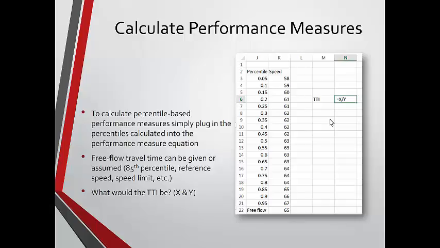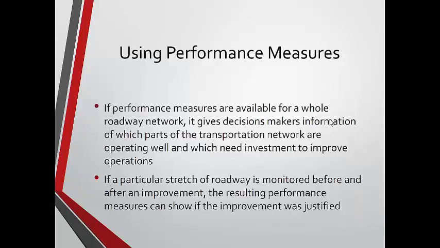So in this case, you see I've done that, and for my TTI, I simply am going to divide the 50th percentile, which is 63, by my free flow, which is 60. That will give me my actual TTI in this case, which is 1.03. So this case is great. We have very little variability. The peak period congestion is pretty much the same as congestion off-peak.